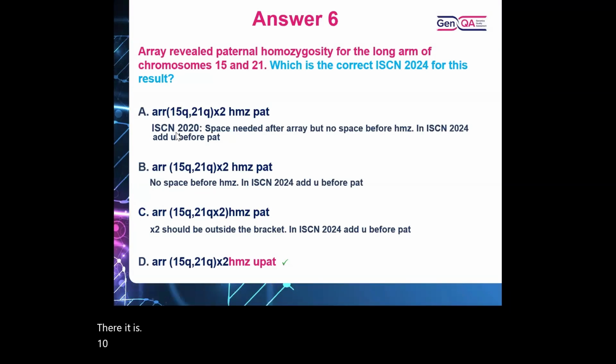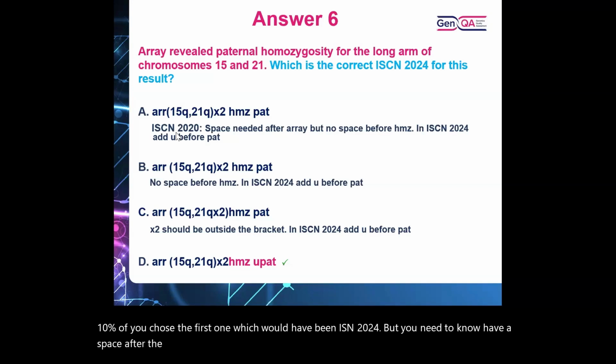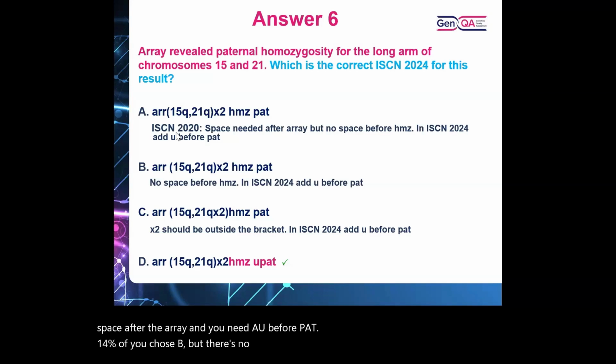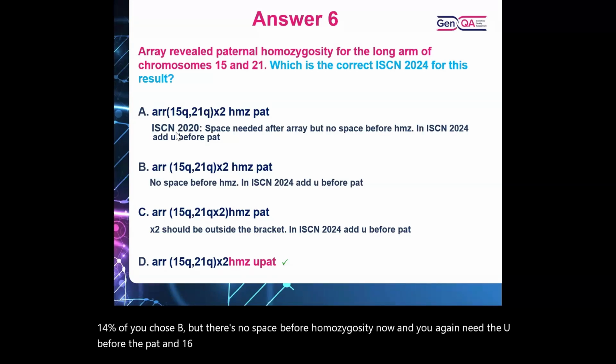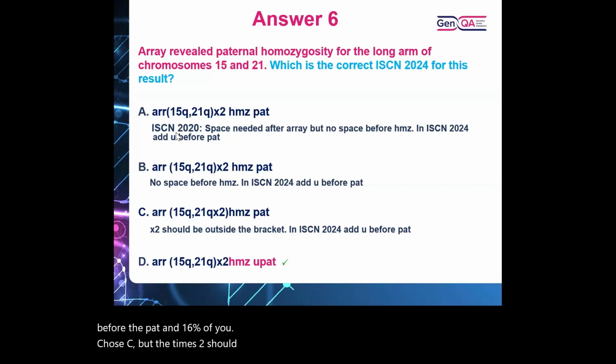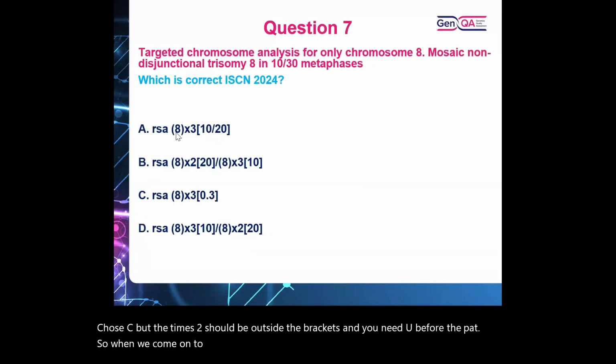10% of you chose the first one, which would have been ISCN 2024, but you need to now have a space after the array and you need a U before Pat. 14% of you chose B, but there's no space before homozygosity now, and you again need the U before the Pat. And 16% of you chose C, but the ×2 should be outside the brackets, and you need U before the Pat. So well done, that's good.